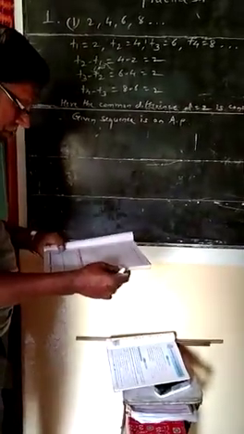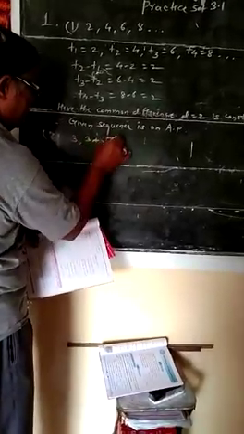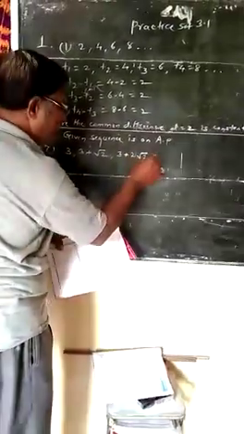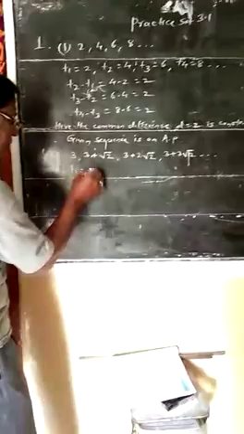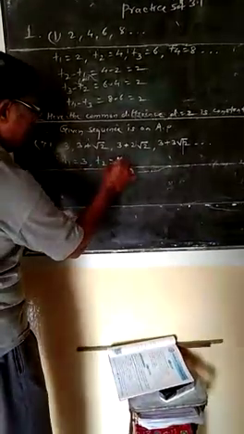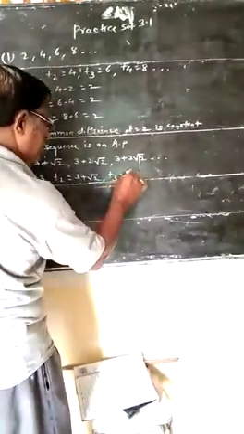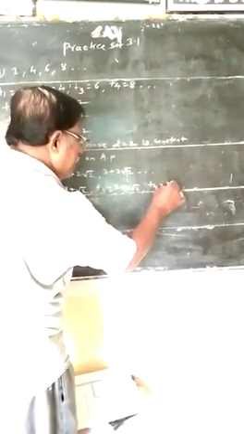See your example number 7: 3, 3 plus root 2, 3 plus 2 root 2, 3 plus 3 root 2. T1 is equal to 3, T2 is equal to 3 plus root 2, T3 is equal to 3 plus 2 root 2, T4 is equal to 3 plus 3 root 2.